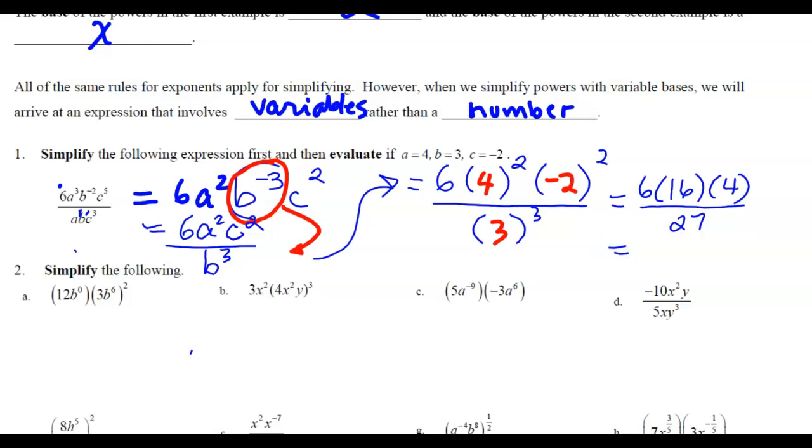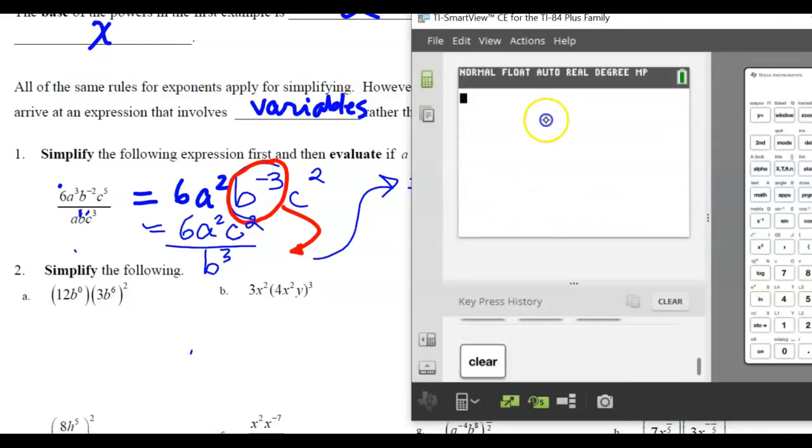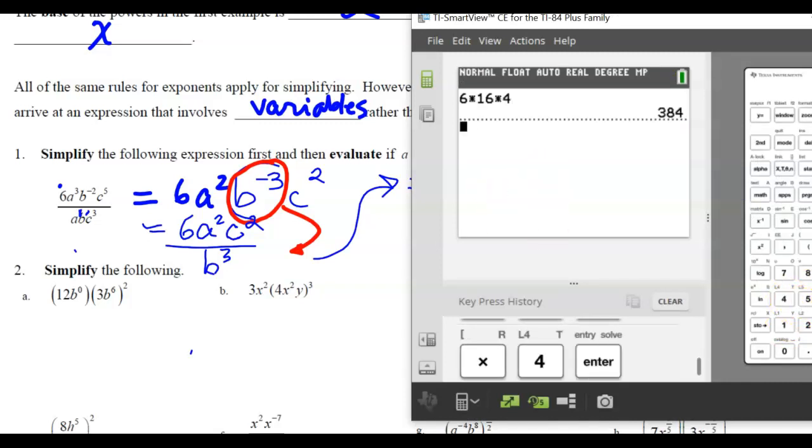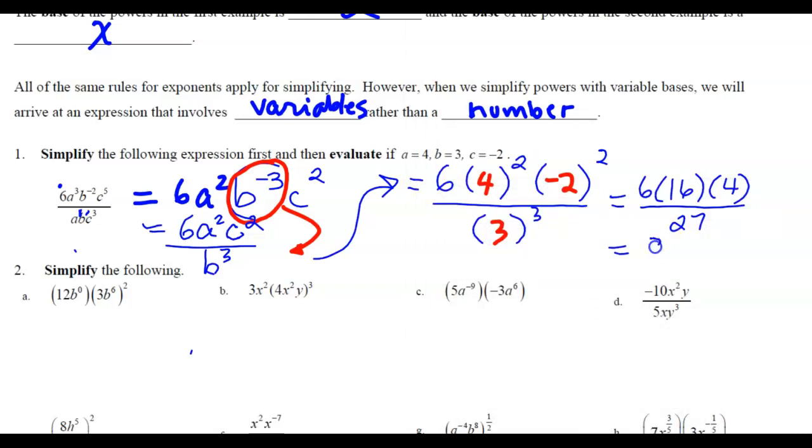Then, what's 6 times 16 times 4? So, 6 times 16 times 4, 384 over 27. Do you think I can reduce that without using a calculator based on those numbers?